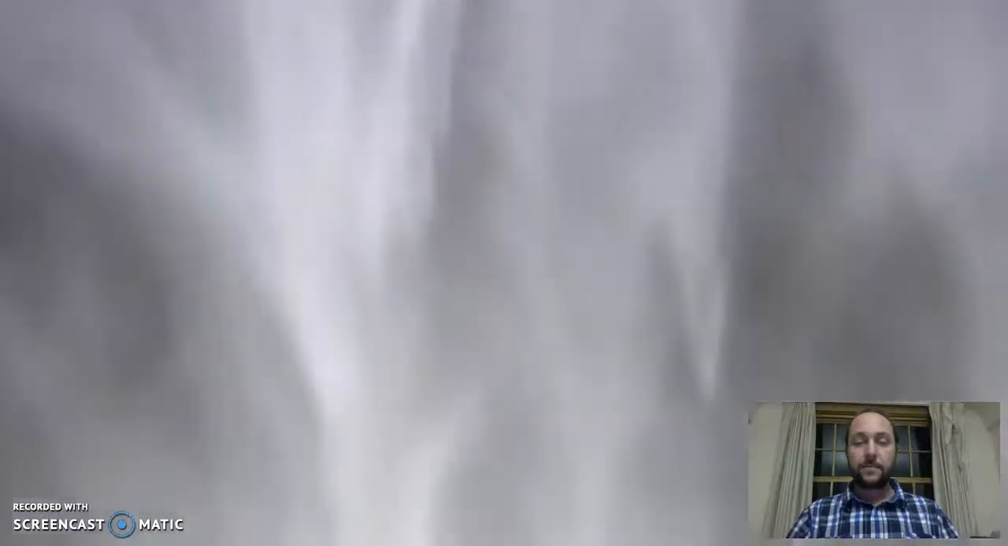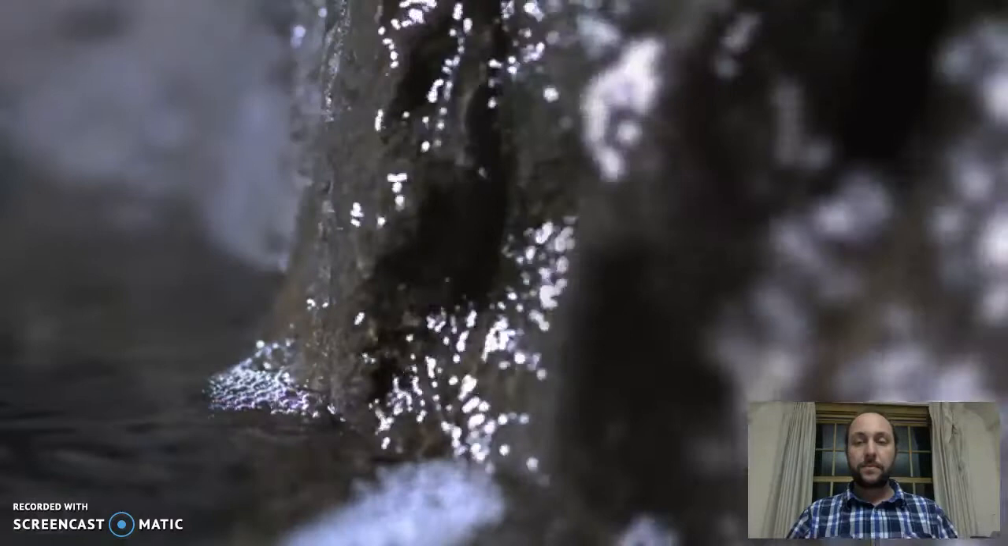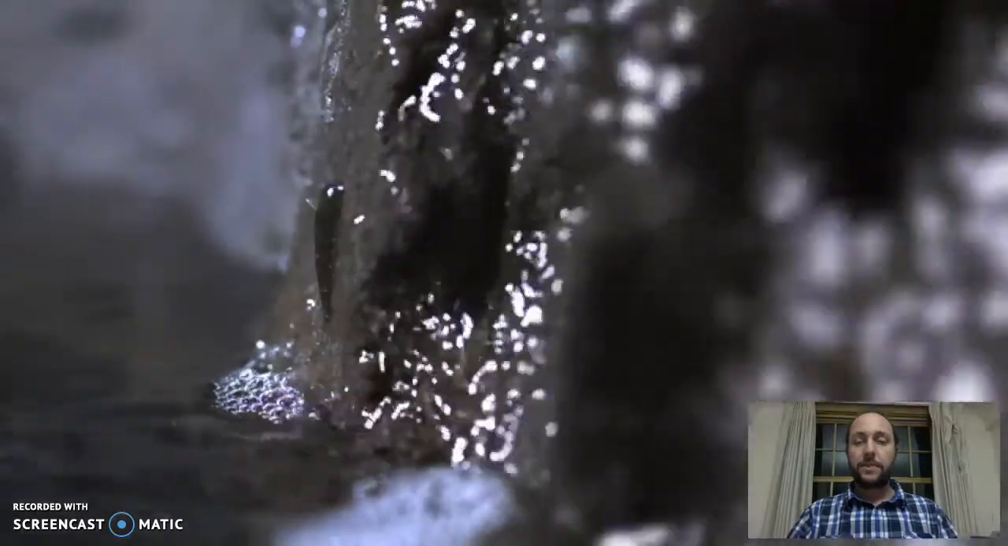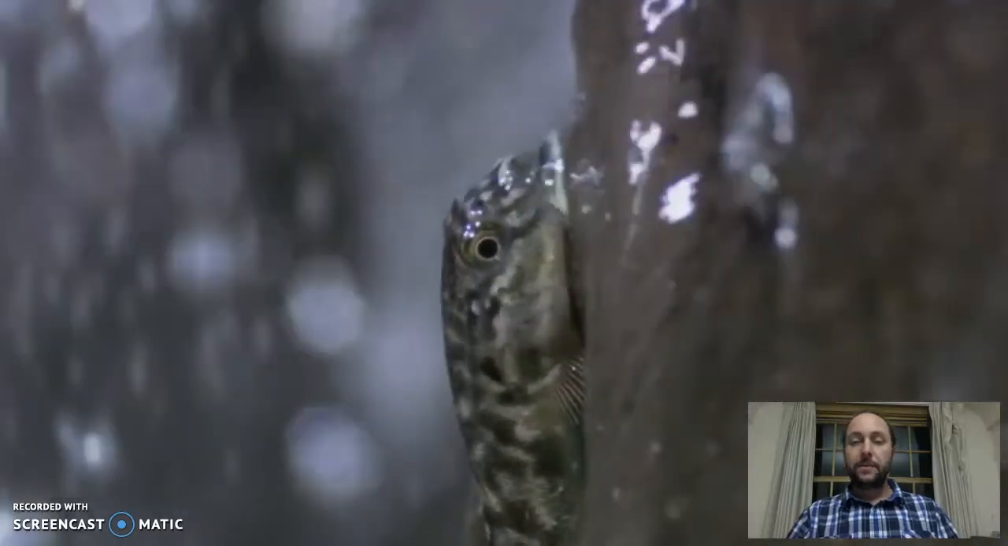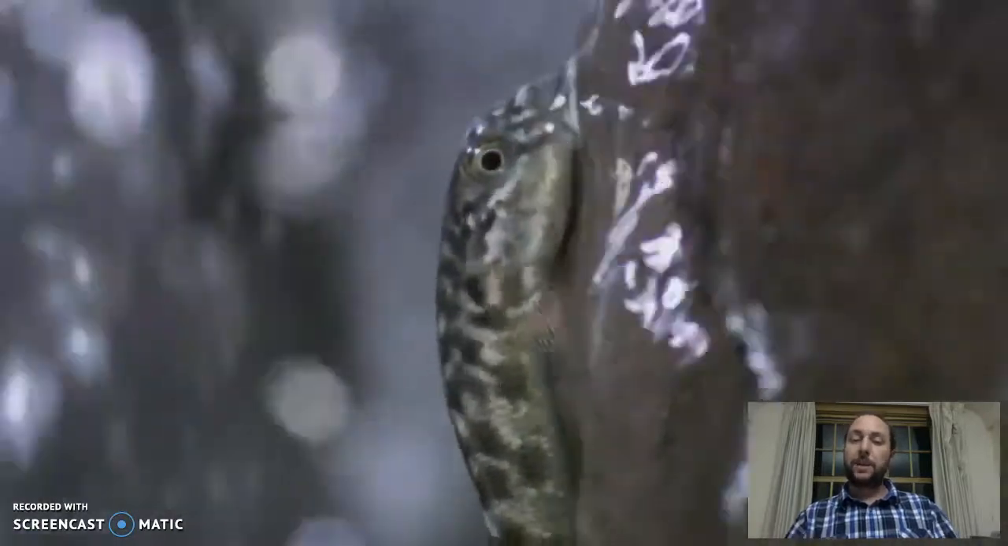Surely no fish could swim up this. But one fish comes from the ocean intent on colonizing these streams. So this fish and the behavior you're seeing right now is a goby, and it's a rock climber. That's the behavior you're going to write about, this rock climbing behavior in these gobies.